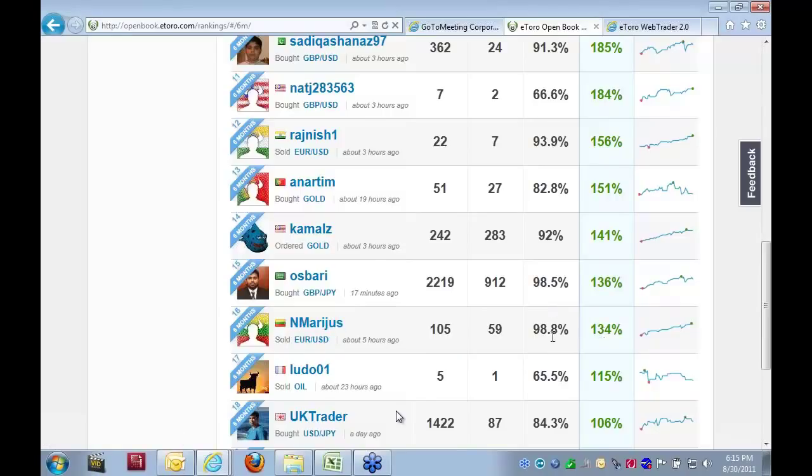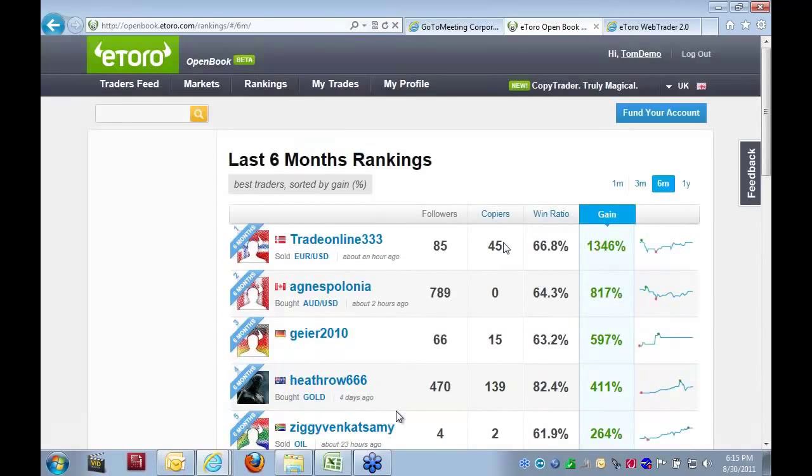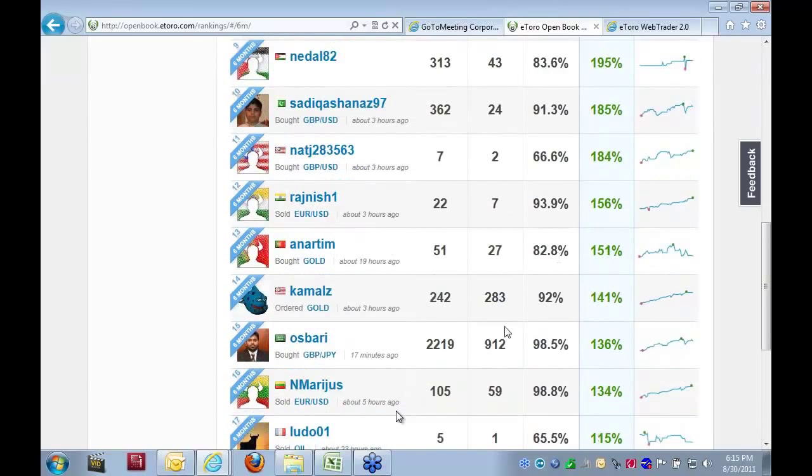134% is nice. 98.8% of the positions that he opened resulted in profit. Okay, because we have two ways of segmenting these traders. We have percentage of gain and we have winning ratio. Percentage of gain is how much money you gained on top of the money that you already invested. Winning ratio obviously means how many of the positions that you opened resulted in profit at the end. So this guy is a success story.